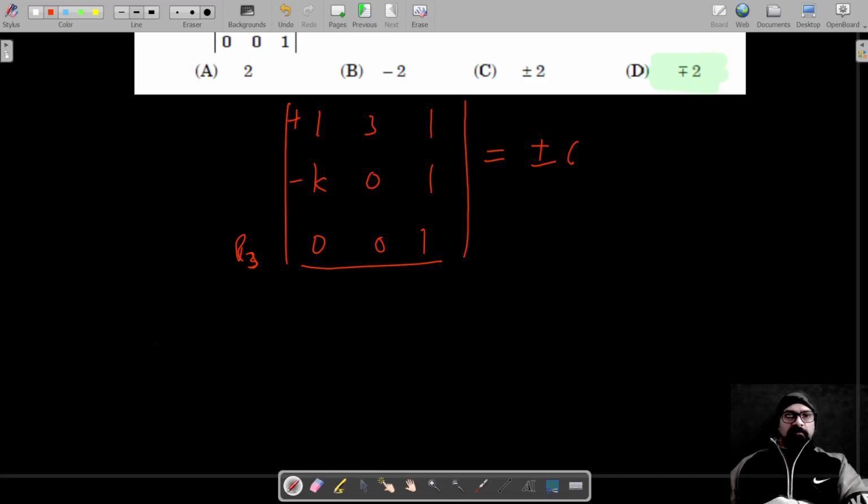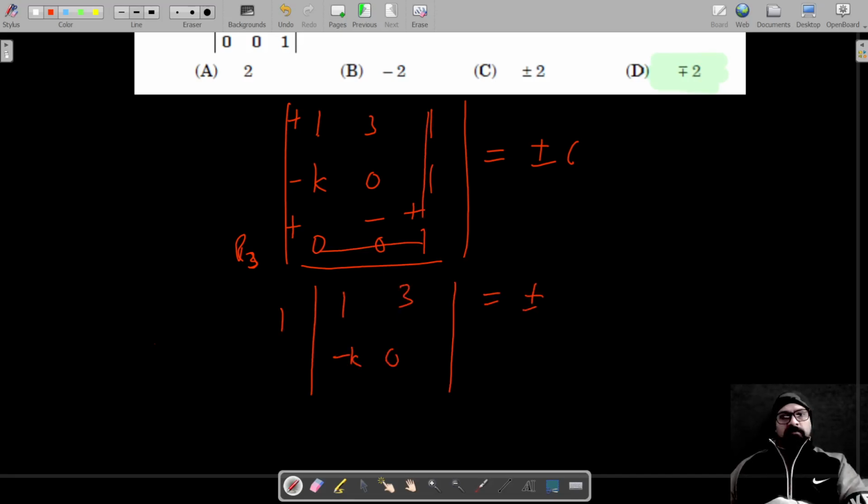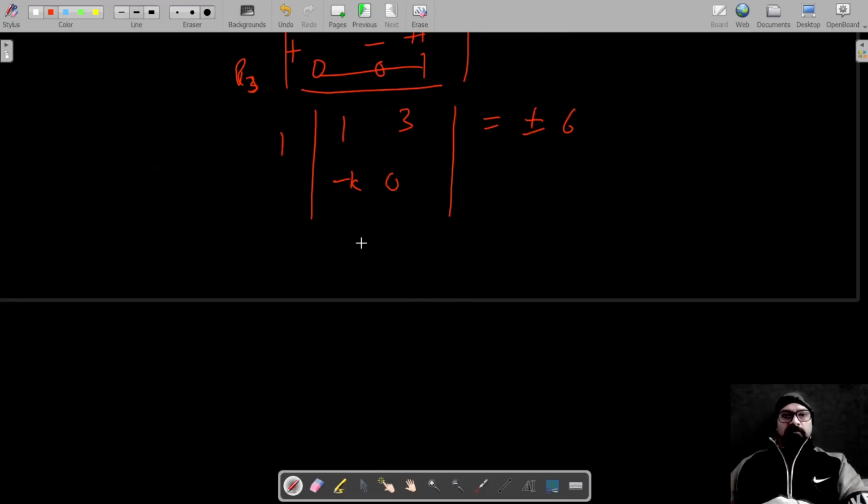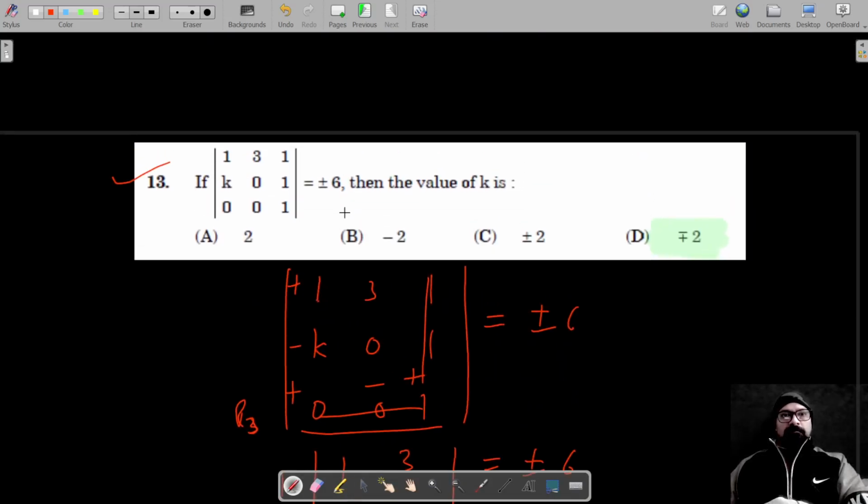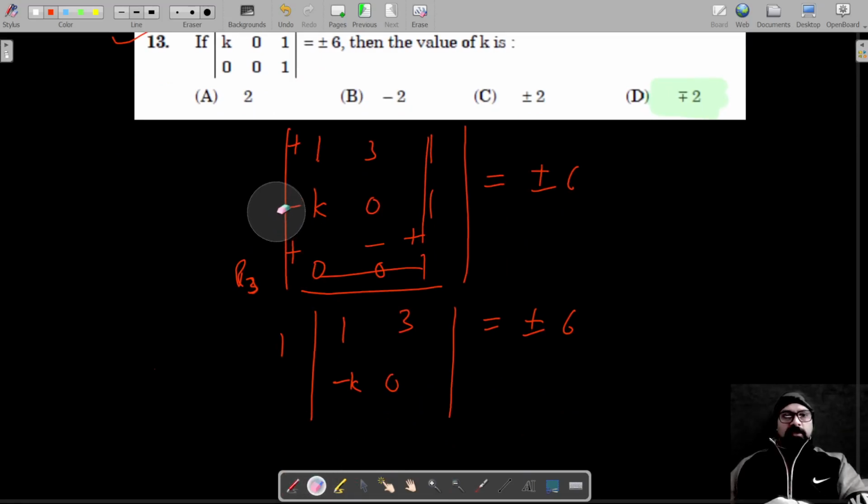So the signs are plus, minus, plus, minus, plus. So 1, and removing the row and the column for that element, we are left with 1, 3, negative k, and 0, which is equal to plus or minus 6. Actually, this is not negative, this was actually k. So this is k and 0. I'm just assigning the signs. It starts with positive, negative, positive, negative, positive, so this one has to be positive 1.